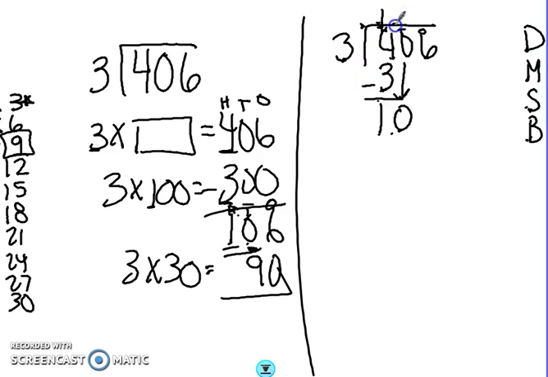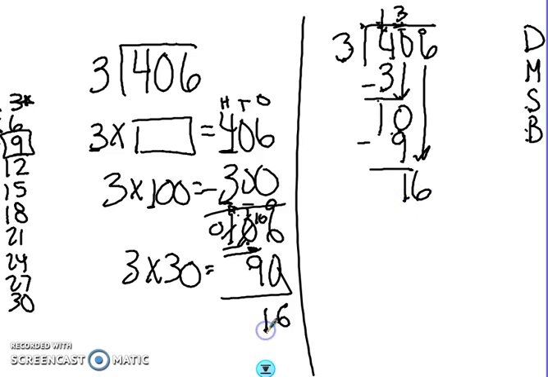So 3 times what number gets closest to 10? Well, 3 times 3 is 9. And I subtract and I get 1. Okay, well, let's come over here. 6 minus 0 is 6. 10 minus 9, or I could regroup if I need to. 10 minus 9 is 1. Well, I've got the 1. And look, my next step is bring down. So I see, look, there's the 16 I'm looking for.